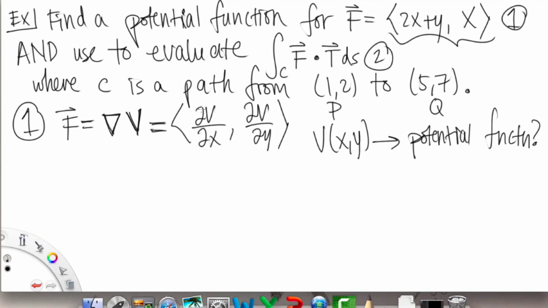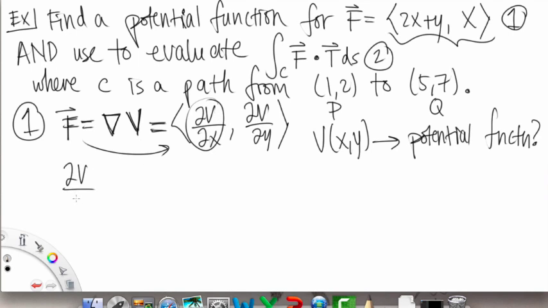there is a way you can just look at something and guess what it is. Sometimes they're easy enough to figure out just by looking, but sometimes it doesn't work out that easily. So I'm going to show you the systematic way of solving. What you're going to do is set the first component of your vector field equal to the partial v partial x. That's what it should be equal to, right?